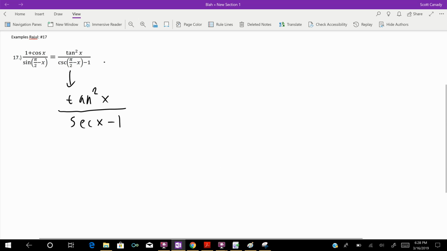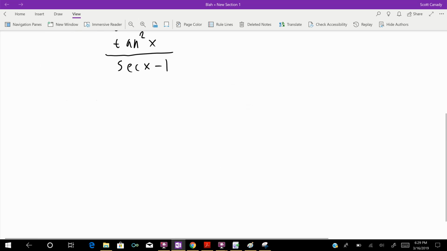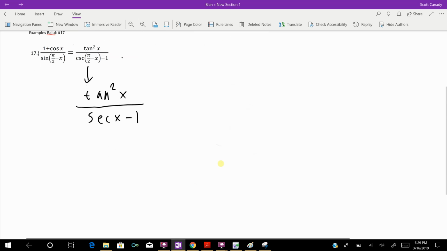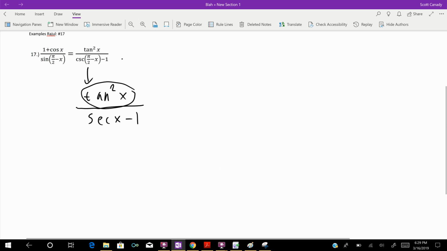All right, now that I've got that, I'm not quite sure what to do yet, and I don't yet want to change things into sines and cosines because I'm not quite sure what I'm going to do. But I do know at least that I can change this into secant squared x minus 1, and that if I factor that, then I can eliminate this secant of x minus 1. So maybe I'll try that. Let's go ahead and try that out. So this becomes secant squared x minus 1 over secant of x minus 1.